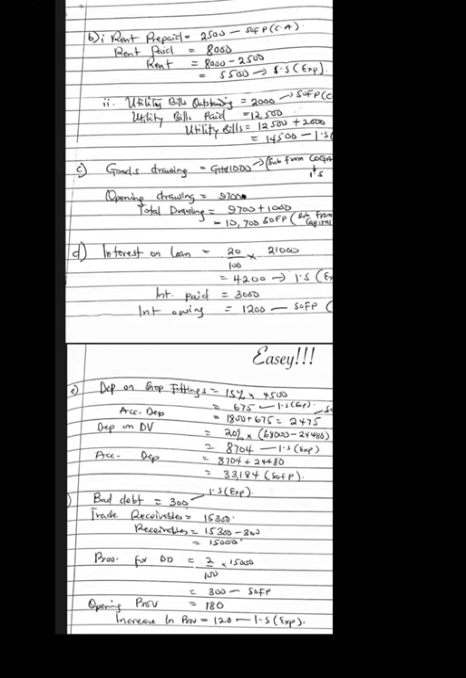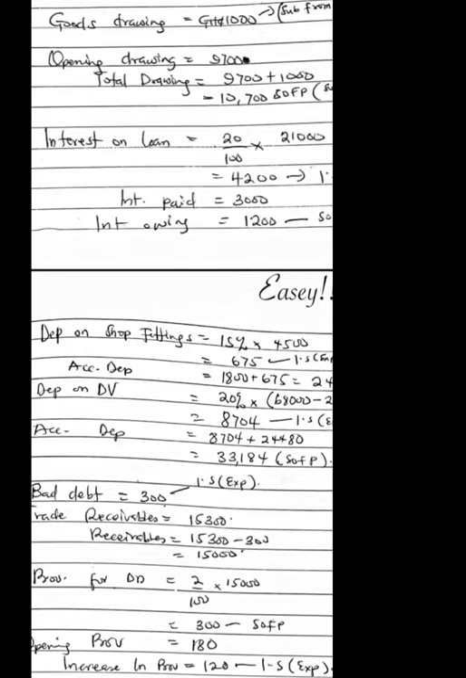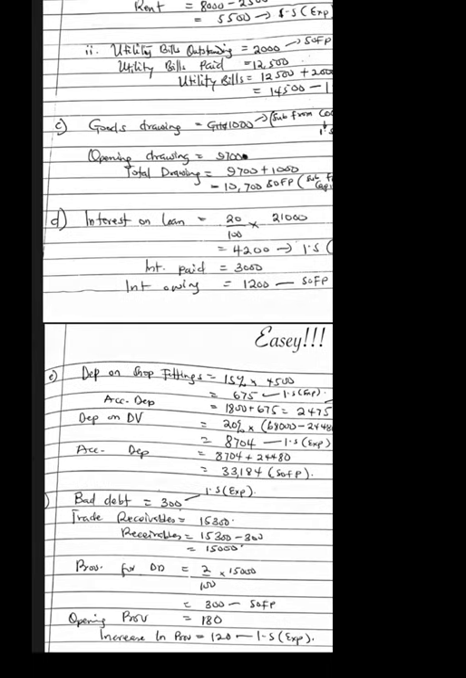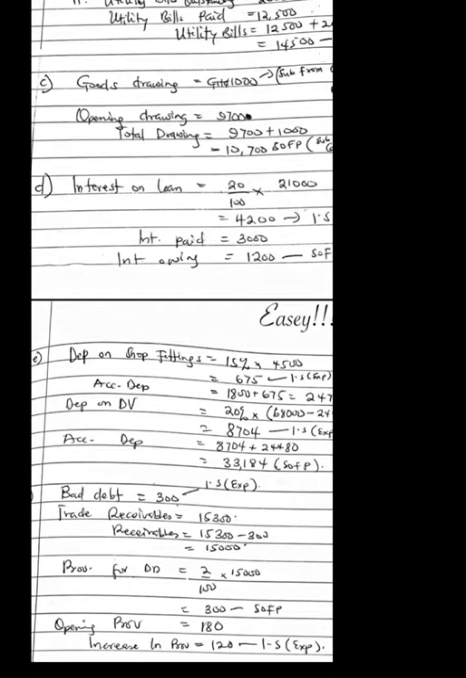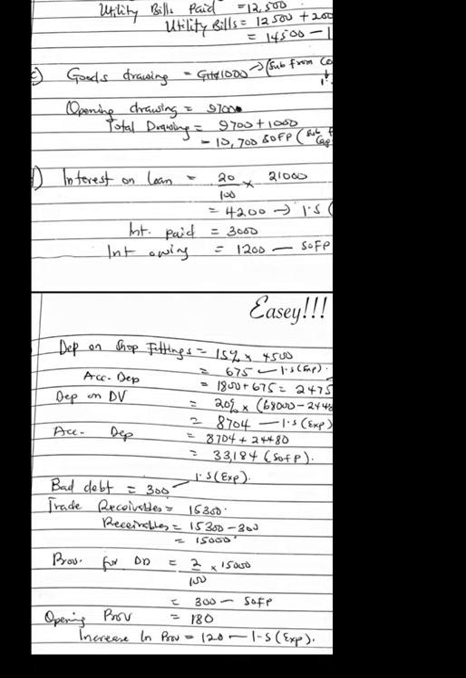F, we have bad debt of 300. Now, our receivable balance is 15,300, which gives us 15,000 after the bad debt. And provision for doubtful debt is to be maintained at 2%. We have provision for doubtful debt to be 2% of receivables, and 2% of receivables gives us 300.